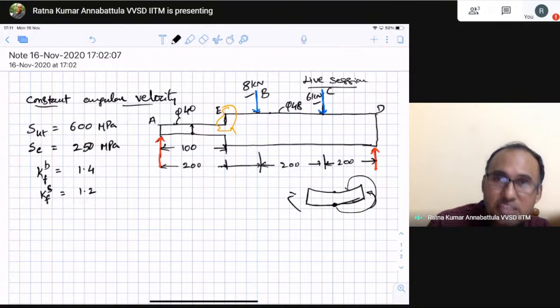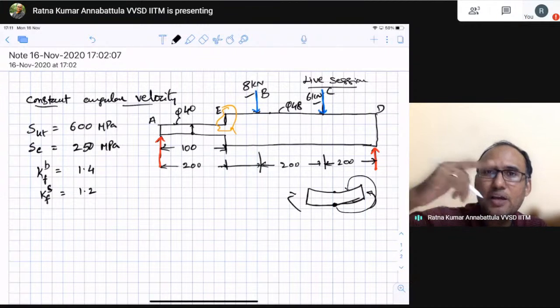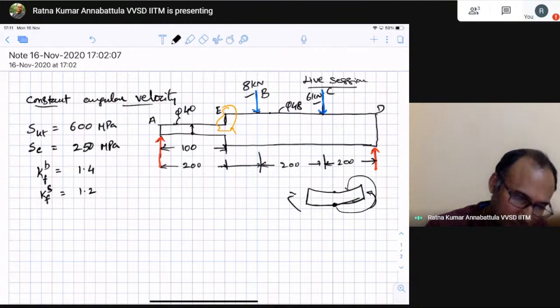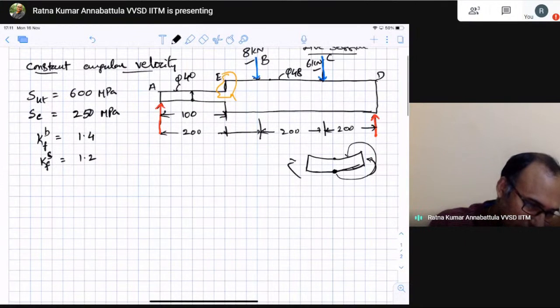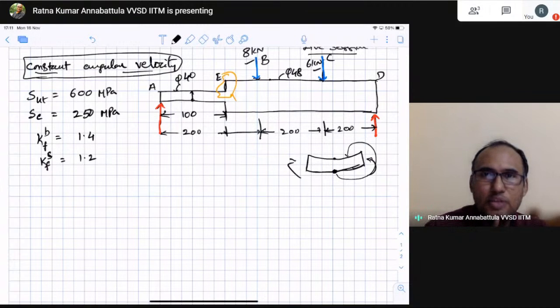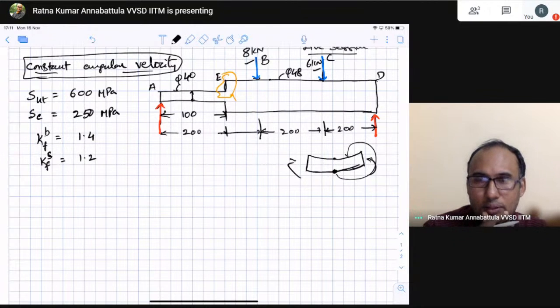In that sense, it is a time varying load. At any point in the domain, the stress state is changing as a function of time because the shaft itself is rotating, and hence it's a fatigue design problem. That is the reason why this constant angular velocity is an important thing to keep in mind. All right. Then we need to find out how you go about doing the design.